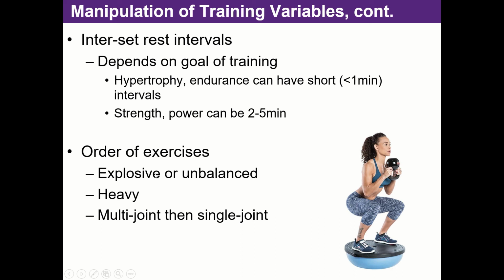So explosive or unbalanced stuff first, then heavy stuff, and we generally start with multi-joint, so things like squats, power cleans, snatches, those kinds of things. We start with those first, and then we move to single joint stuff. So if you were going to do a more bodybuilding-esque program, and let's say you're going to do squats or leg presses, you do those first, generally, and then we do single joint stuff after that. So we do squats and then knee extensions. Again, not a universal. There are times where you want to do something called pre-fatiguing, and so maybe you do leg extensions first and then you do leg press or something like that. But in general, multi-joint first, then single joint.